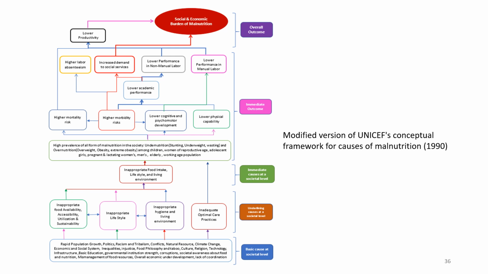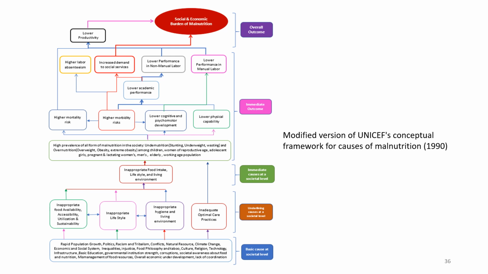And these basic causes can result in underlying causes such as inappropriate food availability, accessibility, utilization, and sustainability. Inappropriate lifestyles, including sedentary lifestyles, smoking, and alcoholism. Inappropriate hygiene and living environments. And inadequate optimal care practices can be considered underlying causes of malnutrition.